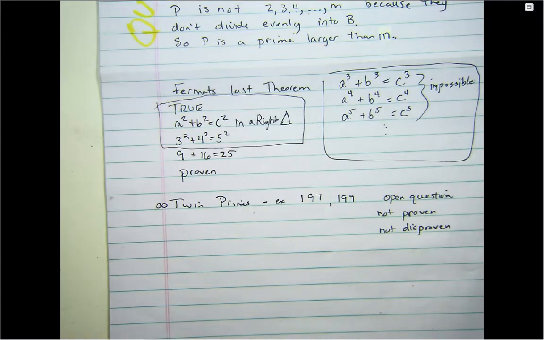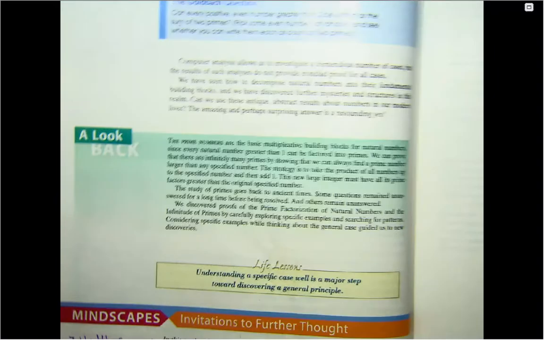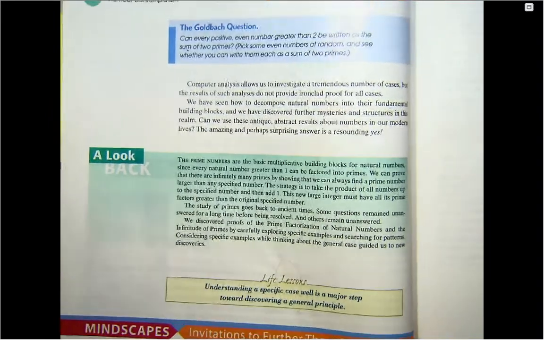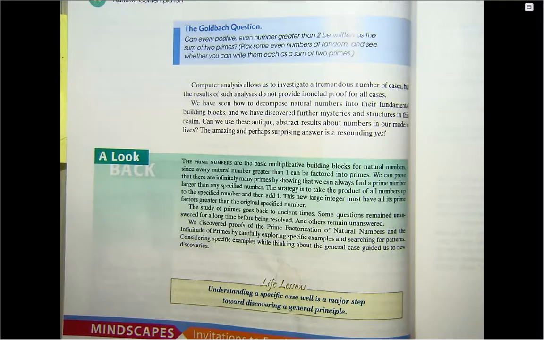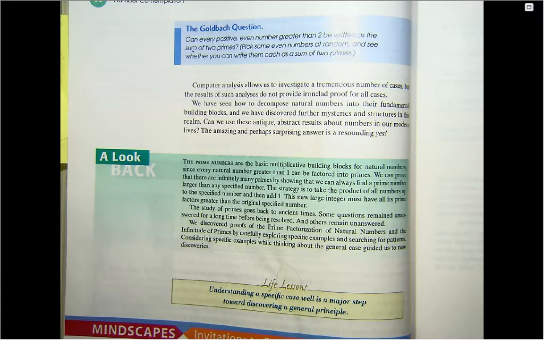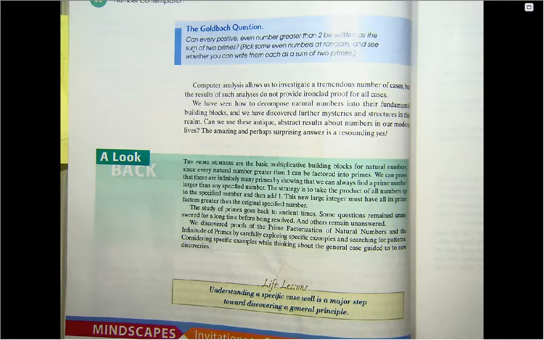So you don't have to be able to quote the twin prime question. I will write the twin prime question and Fermat's theorem right on the quiz. In fact, I'll also write this next one, the Goldbach question. So the Goldbach question says, can every positive even number greater than 2 be written as the sum of 2 primes? Can every even number greater than 2 be written as the sum of 2 primes?